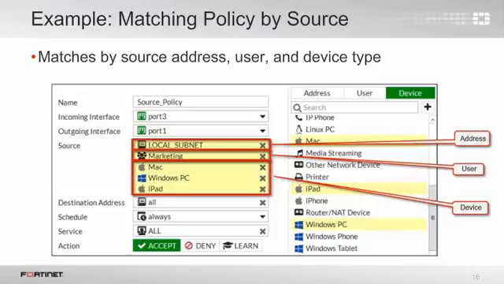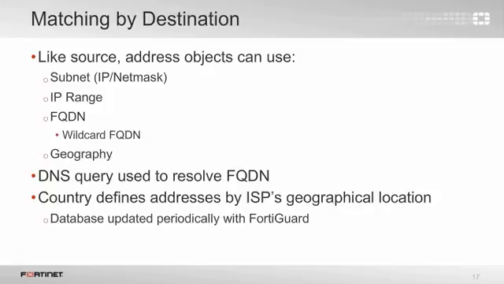Here, all 3 source selectors identify the user group, device type, and specific subnet. Remember, user and device are optional objects. They are used here to make the policy more specific. If you wanted the policy to match more traffic, you would leave the user and device objects undefined. Like the packet source, FortiGate also checks the destination address for a match.